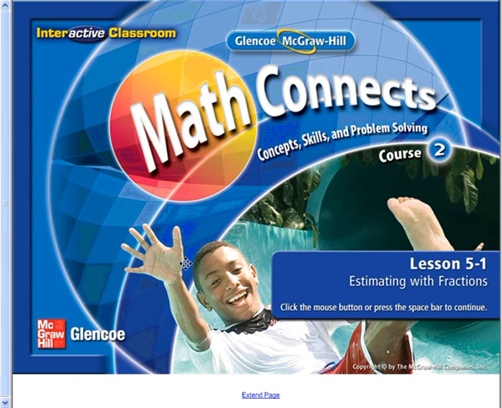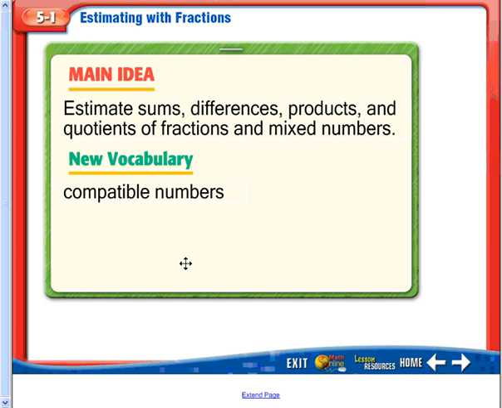In lesson 5-1, we will be estimating with fractions. We're going to estimate sums, differences, products, and quotients of fractions and mixed numbers. We'll also use the idea of compatible numbers in our estimations.